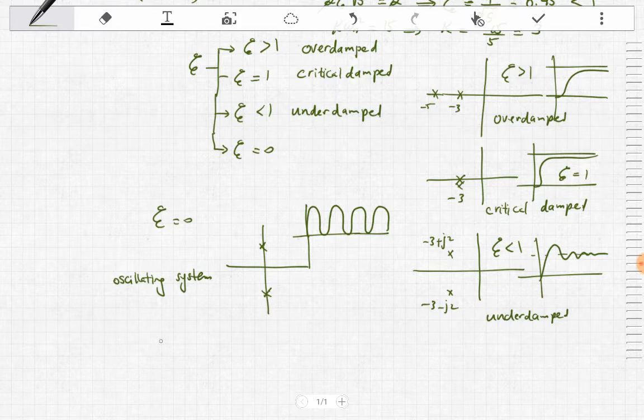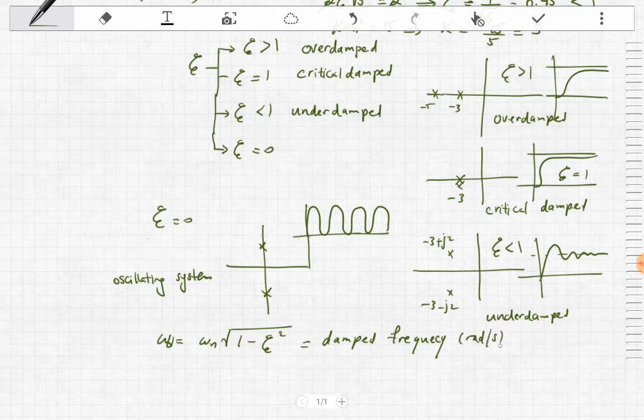And we can calculate it. Omega d is equal to omega n times the square root of 1 minus eta square. We call that the damped frequency, in radians per second. What does damped frequency mean? It means the frequency will be affected by eta and will be changed. It will be less than omega n. Well, how did I find omega d equal to omega n times the square root of 1 minus eta square?